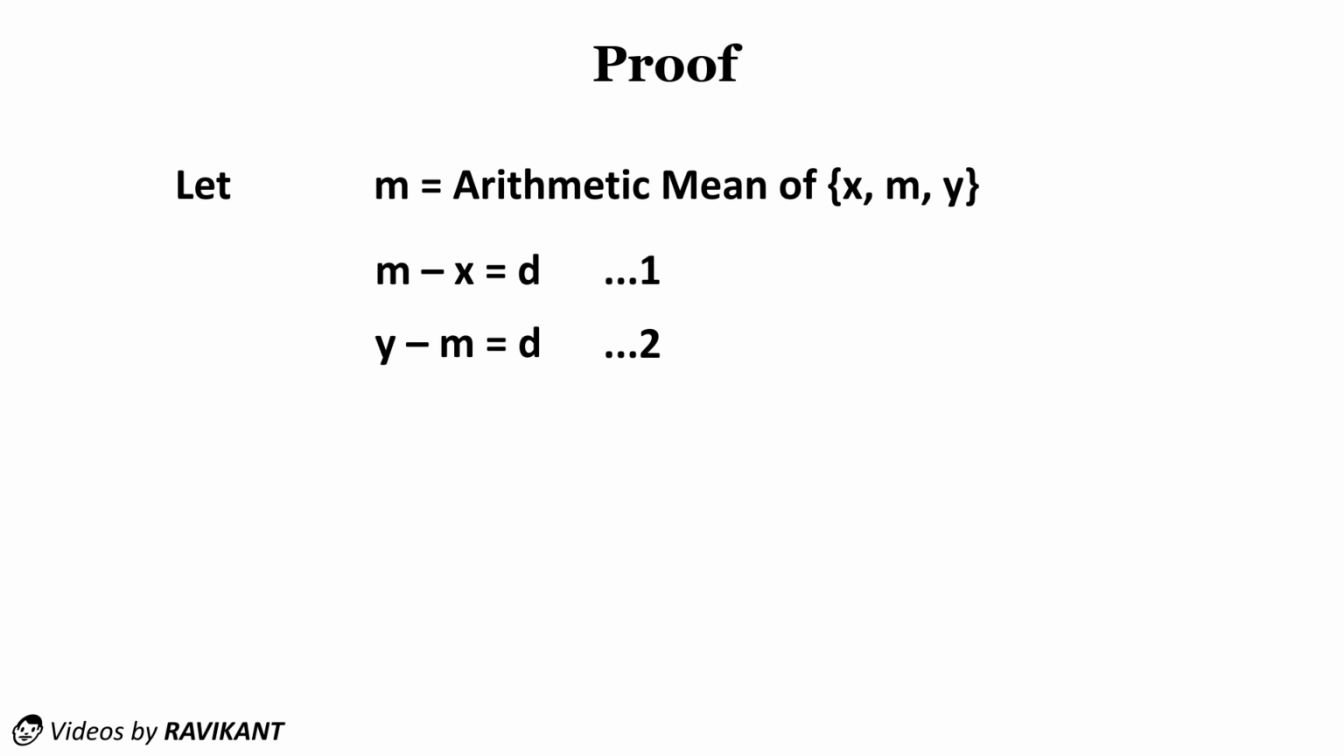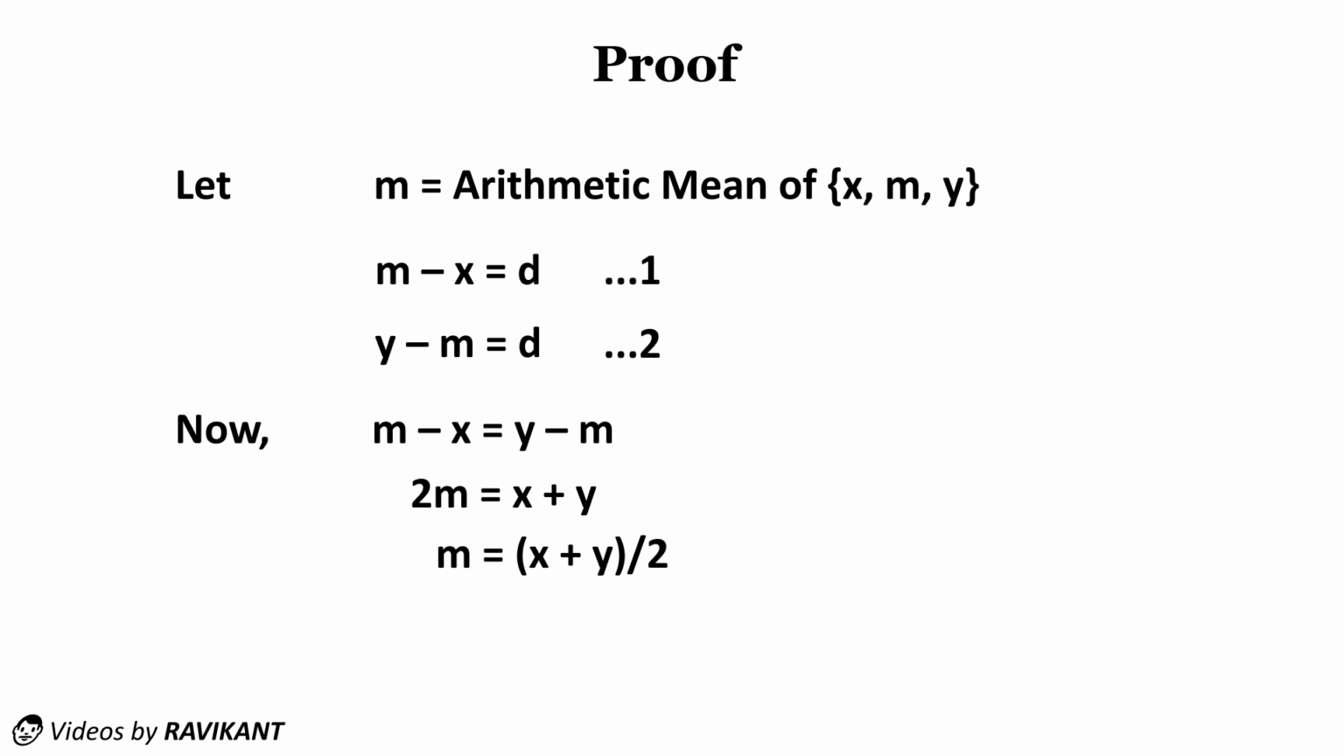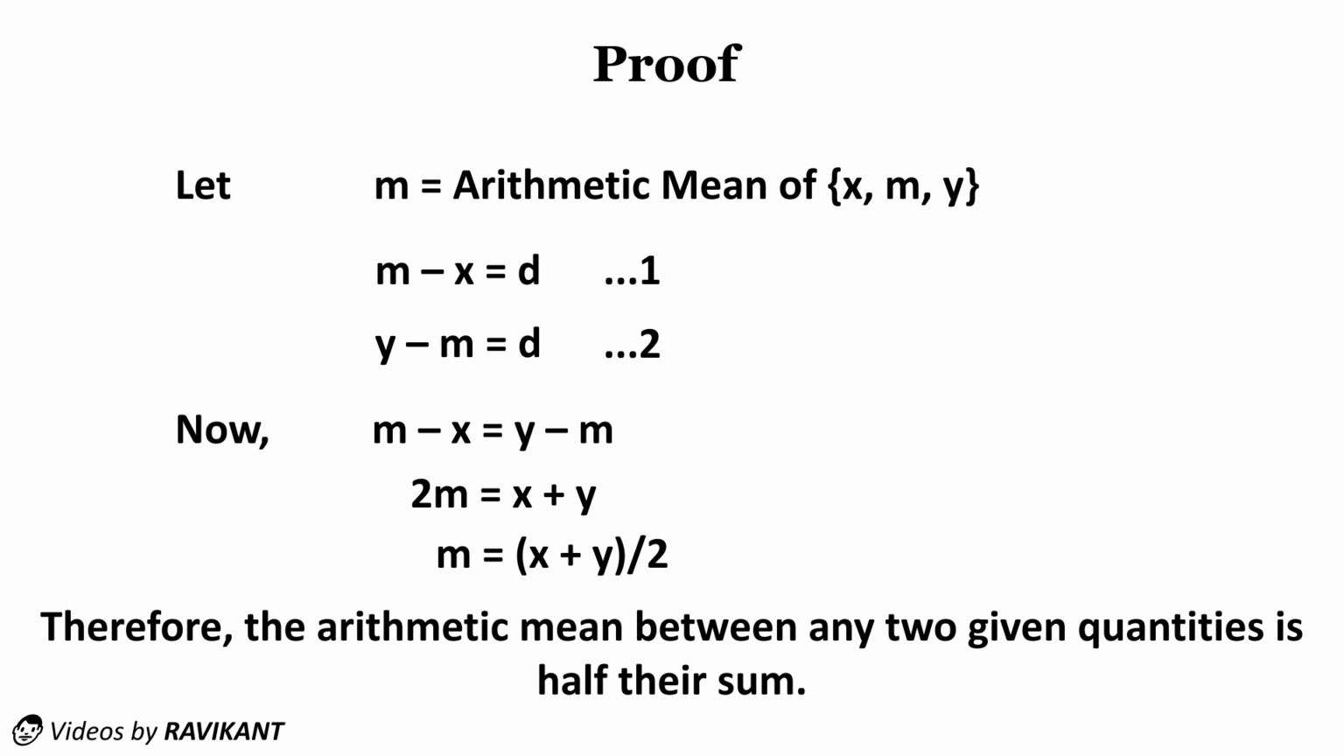These equations are equal because both are equal to d. So we can write m minus x is equal to y minus m. After further solving this equation, we can write m is equal to (x plus y) by 2. It means the arithmetic mean between any two given quantities is half of their sum.